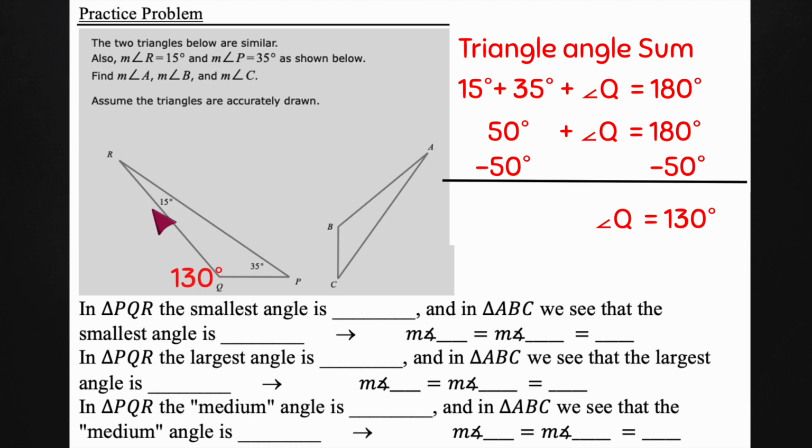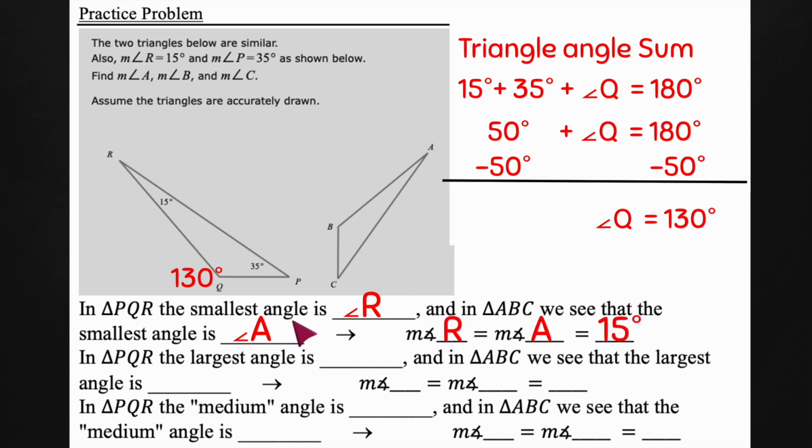So now that I know all three angles, I can start to compare the two triangles. And really, we're just going to compare them in the simplest way we can think of: smallest angle, largest angle, and then that medium, middle angle. But the smallest and the largest are usually the easiest to compare. We can see those pretty easily. So in PQR, this first one that we have all the angle measures for, the smallest angle is the 15 degrees, so angle R.